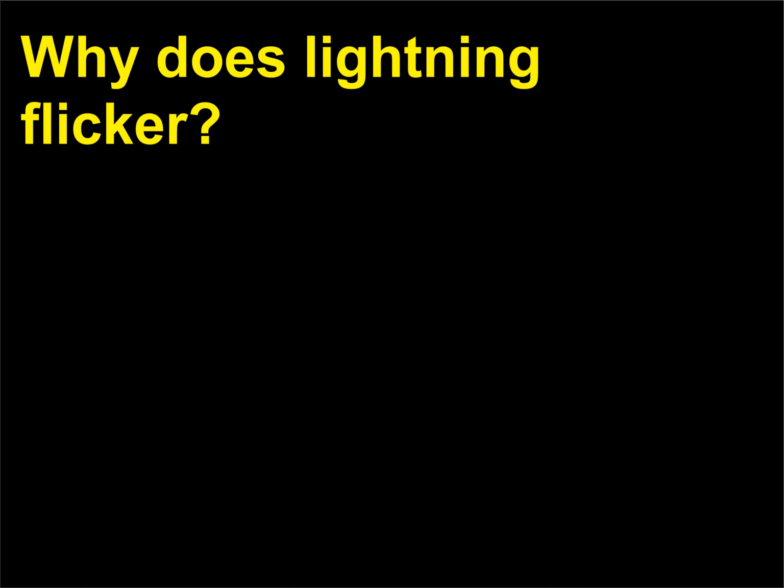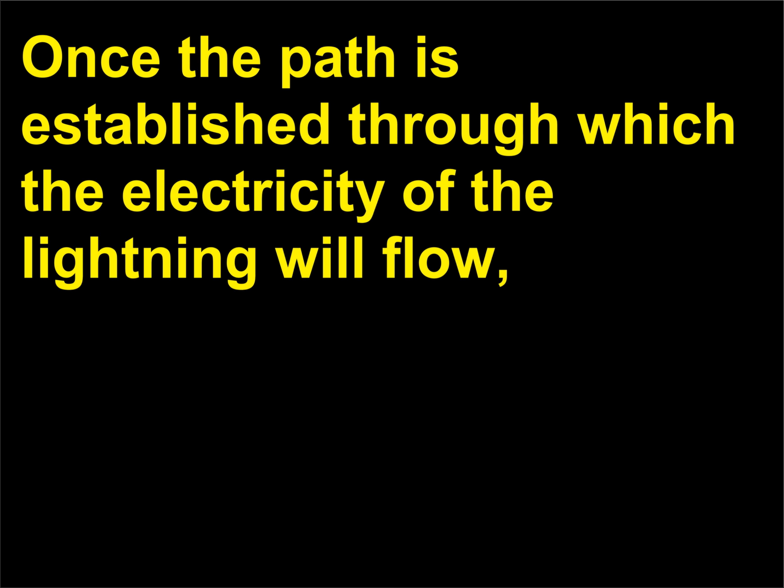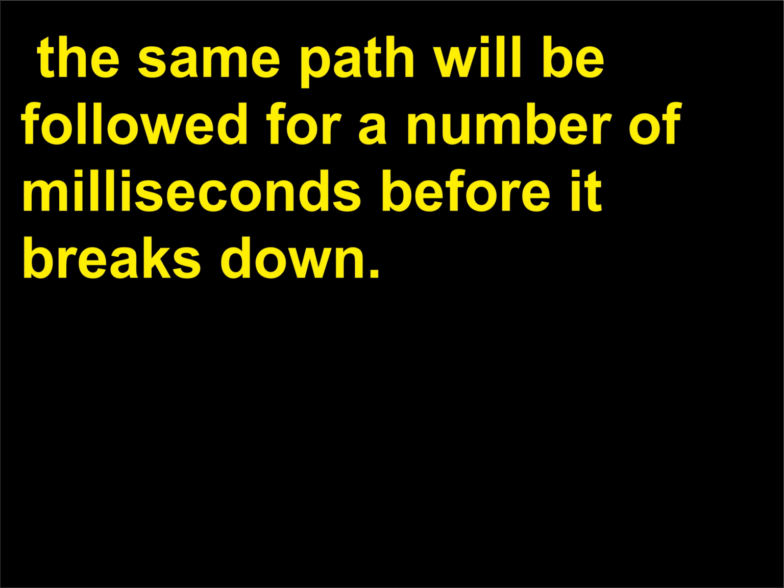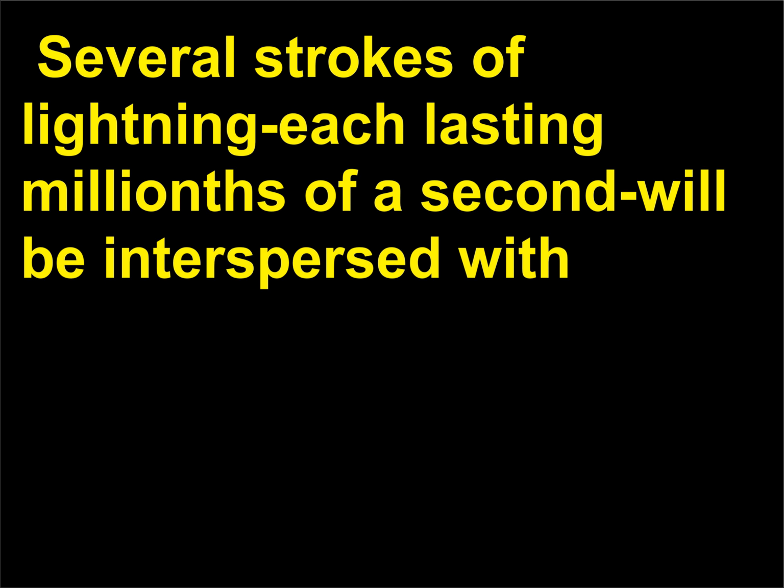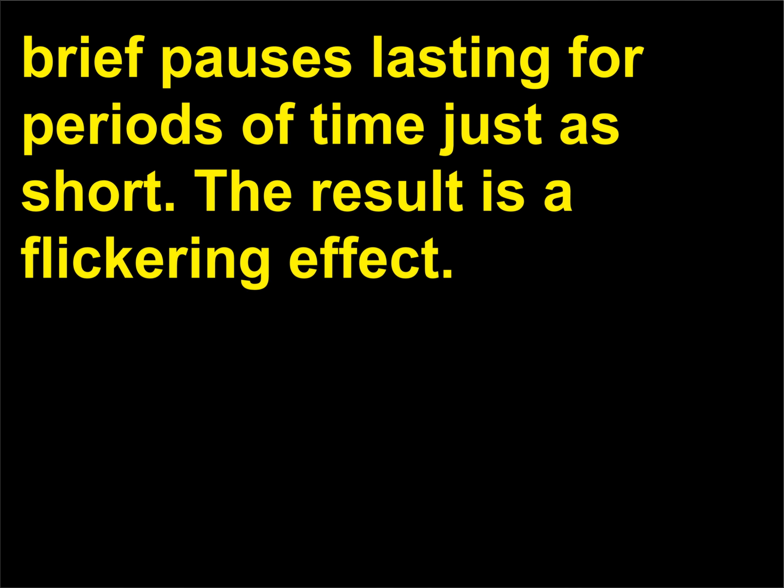Why does lightning flicker? Once the path is established through which the electricity of the lightning will flow, the same path will be followed for a number of milliseconds before it breaks down. Several strokes of lightning, each lasting millionths of a second, will be interspersed with brief pauses lasting for periods of time just as short. The result is a flickering effect.